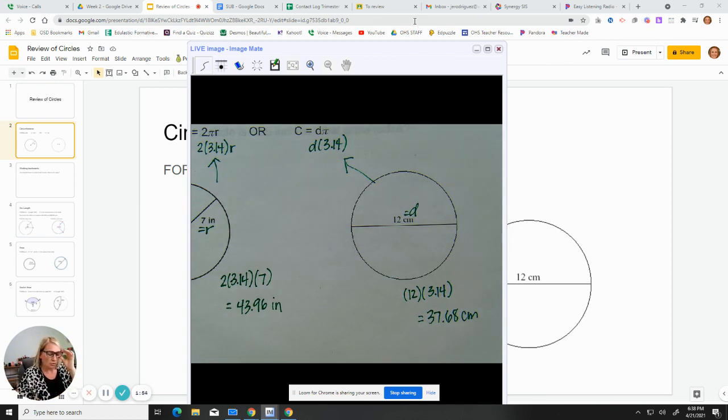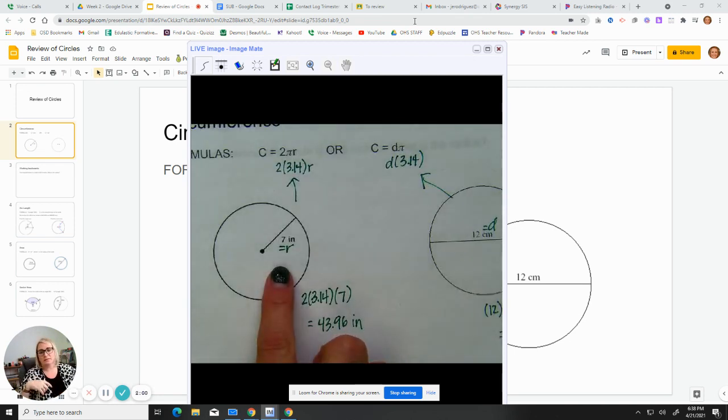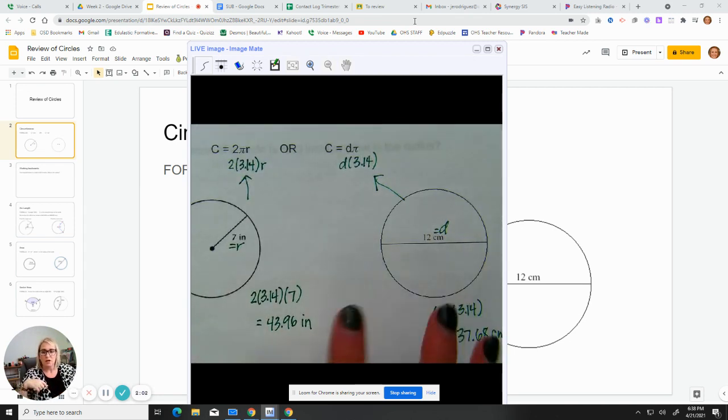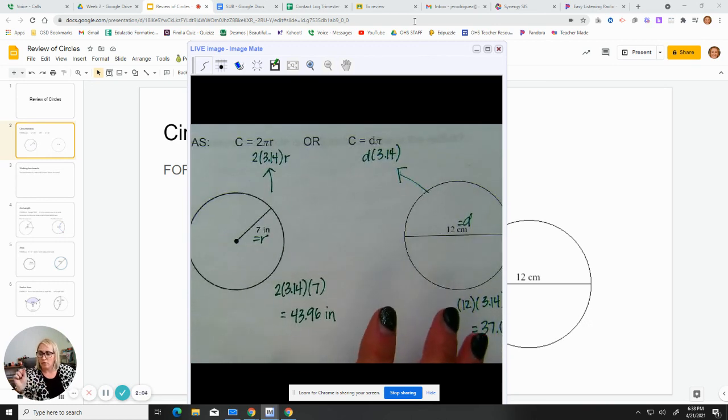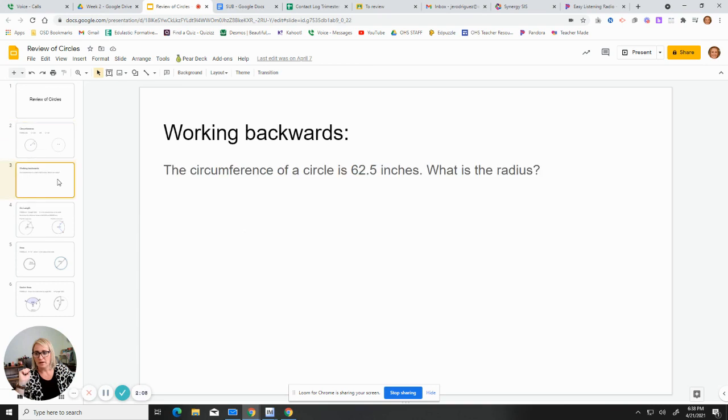Okay, so you don't know which type of circumference problem you're going to get when it comes time for the test. It could be one that's a radius. It could be one that's a diameter. You need to know how to do both so that you are ready for that problem. Okay, we're also going to talk about what happens when we have to work backwards, when we're given a circumference and we have to work backwards to it.